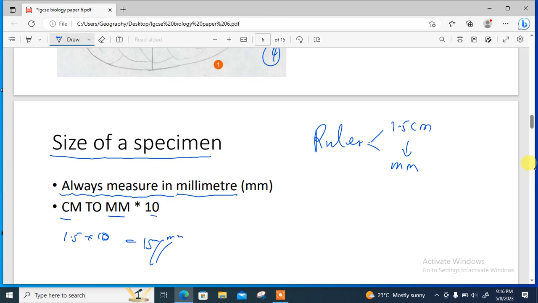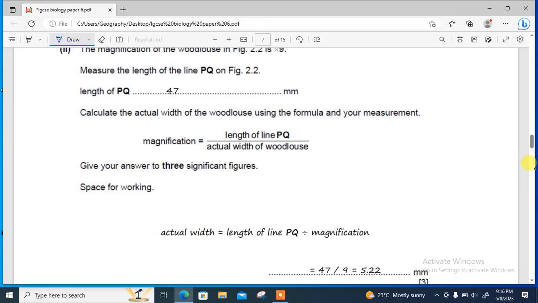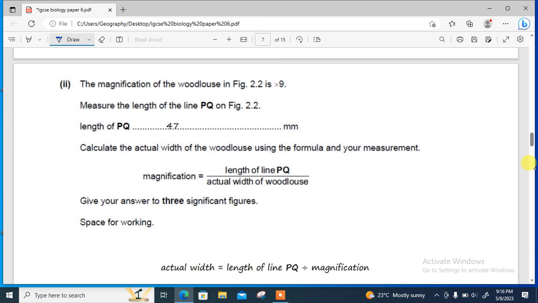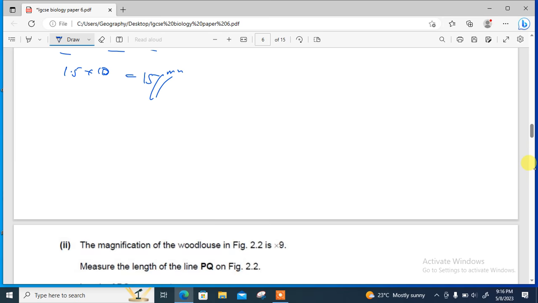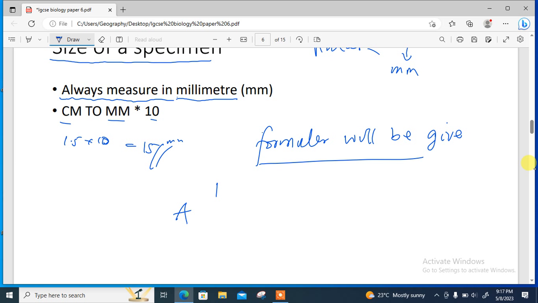Every measurement. Now, next, we have a sample of how you answer this specimen type of question. Now, also remember that in alternative practical, the formula will be given to you. The formula will be given to you. So all you need to do is to substitute into the formula to get your required answers. But however, if you remember AIM, you aim at something.